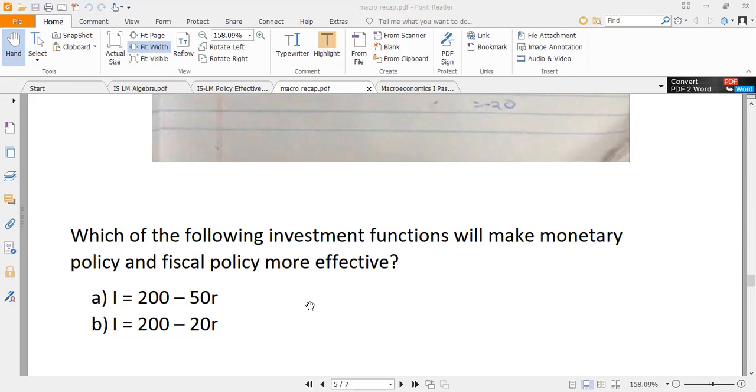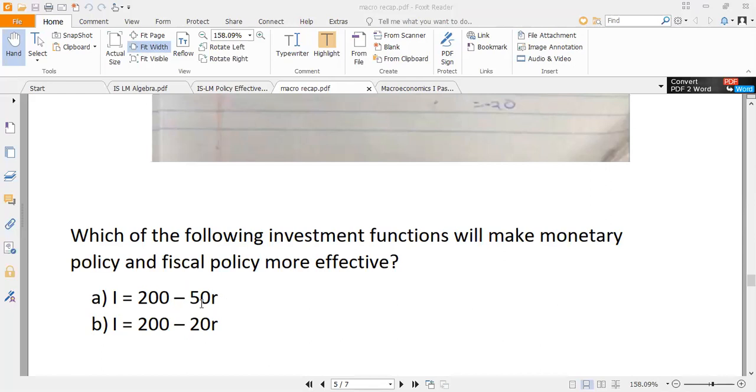And then when investment is interest inelastic, that's when it's less sensitive to changes in the interest rate, fiscal policy rather becomes more effective because of the reduction in the crowding out. So now just look at these two investment functions. In which of the two equations is investment more sensitive to interest rates? A, right? The first one.